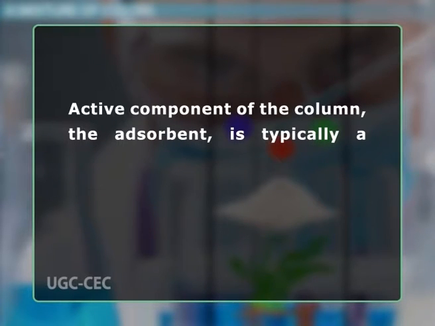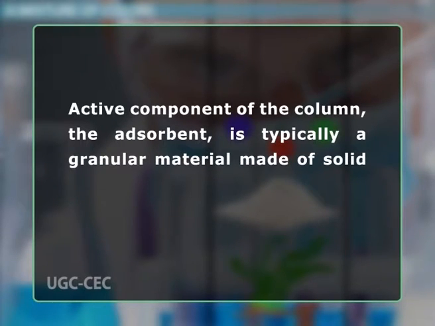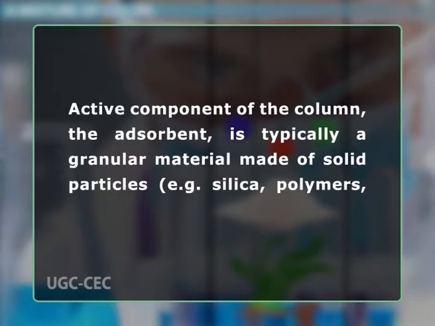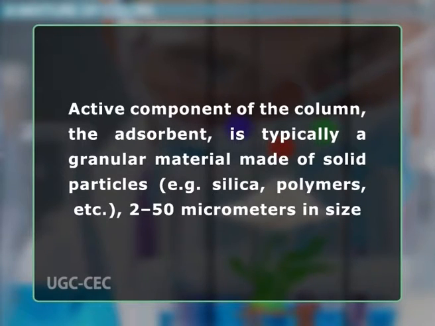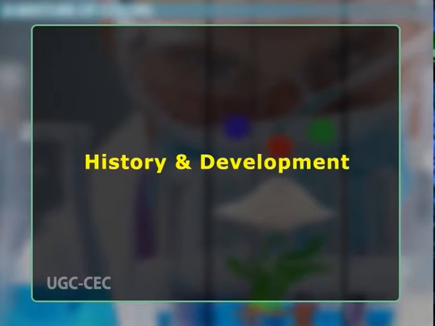The active component of the column, the adsorbent, is typically a granular material made of solid particles, for example, silica, polymers, etc., 2 to 50 micrometers in size. The components of the sample mixture are separated from each other due to their different degrees of interaction with adsorbent particles. History and development. Prior to HPLC, scientists used standard liquid chromatographic techniques.